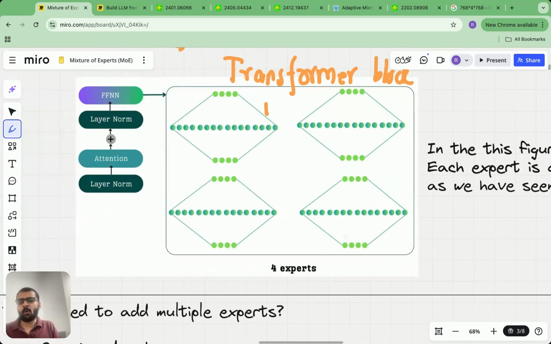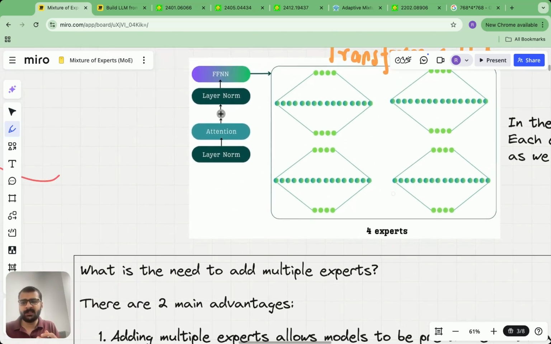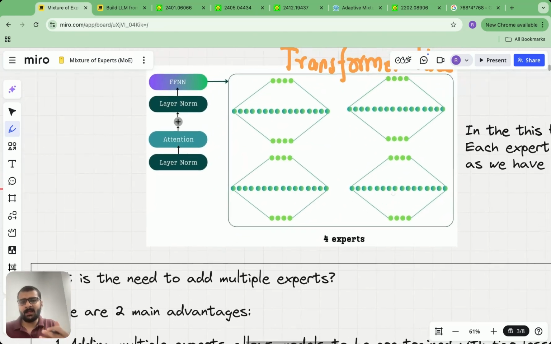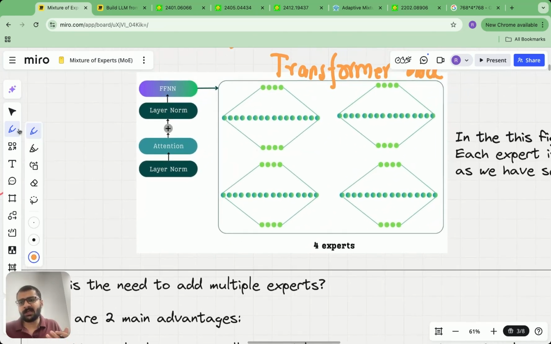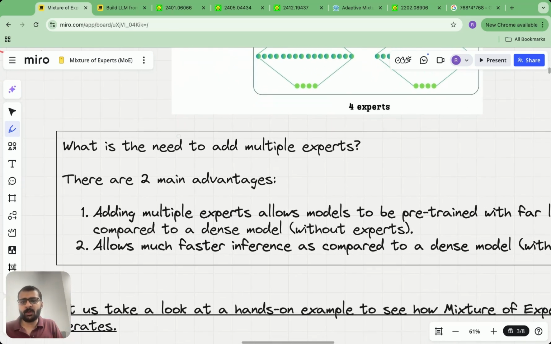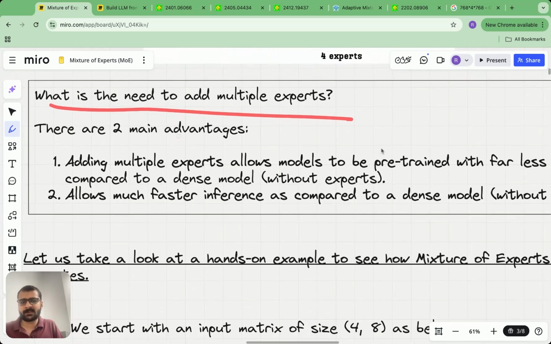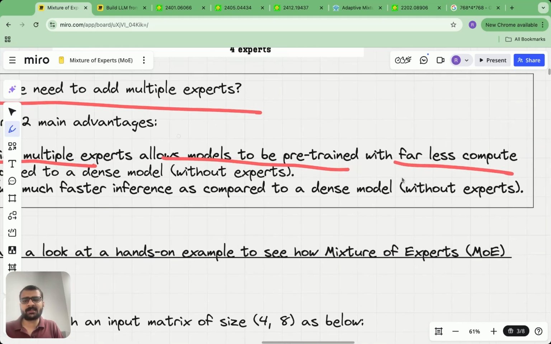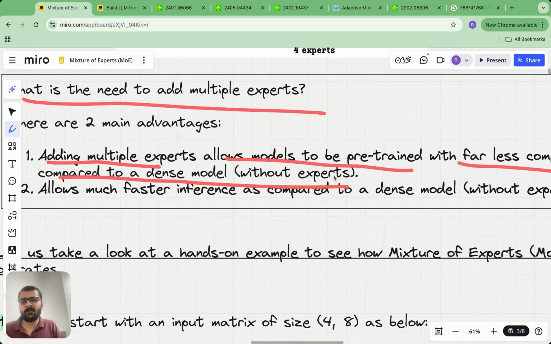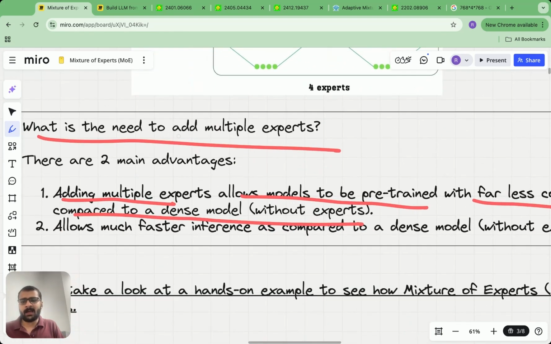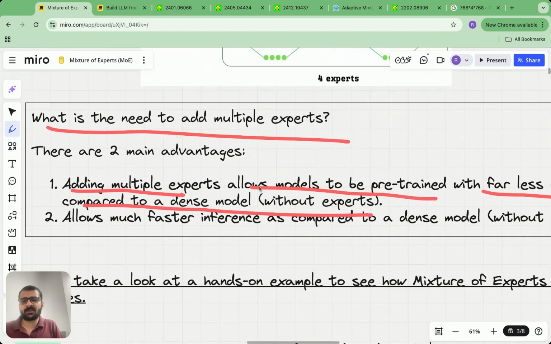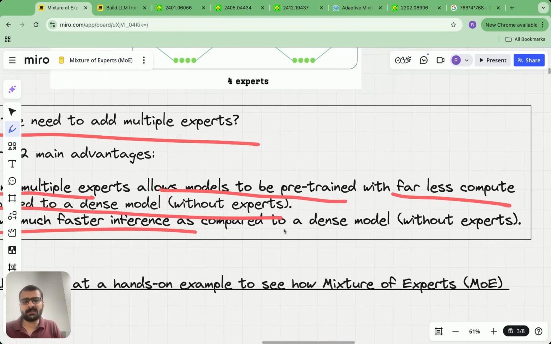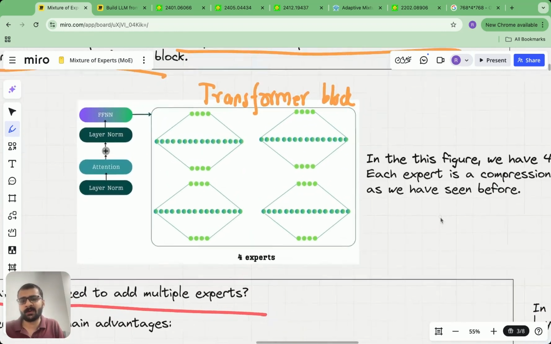Now you might be thinking, what is the main advantage of this? Because it seems that we are adding more things. So how does it really help with respect to pre-training and inference time? What's the need to add multiple experts? Adding these experts actually allows the model to be pre-trained with far less compute as compared to a dense model, which is without experts. And adding such multiple experts also allows for a much faster inference as compared to a dense model without experts.